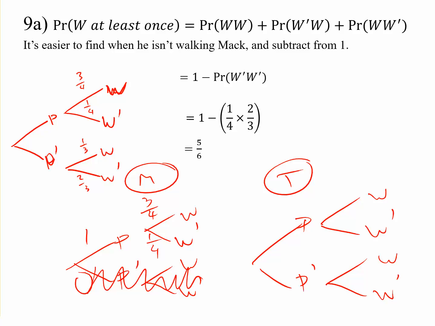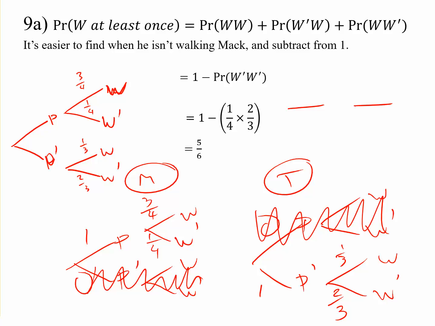Same thing with Tuesday. They already told you it's unpleasant. So I know it's a 100% chance that it's an unpleasant day and that's 0%. So you don't need this branch. Chance of walking is 1/3 and 2/3 not walking. Now the question was asking, what's the chance of you walking Mac at least once? Out of those 2 days, you can walk on a Monday and not walk on a Tuesday. That's once or more. You can walk on a Monday and walk on a Tuesday. That's 2 days, more than once. Or you can not walk on a Monday but walk on a Tuesday, which is what I'm doing here.